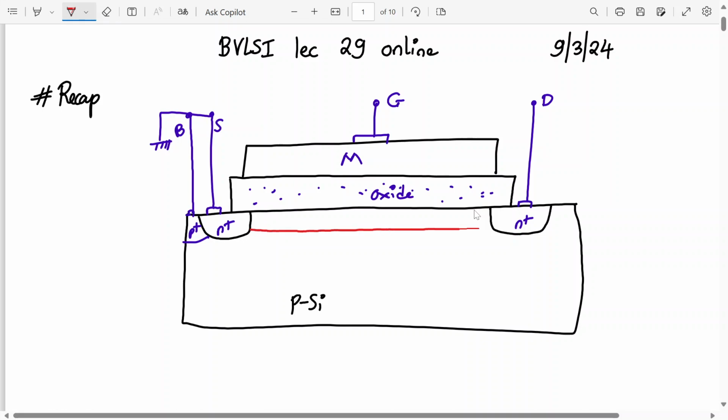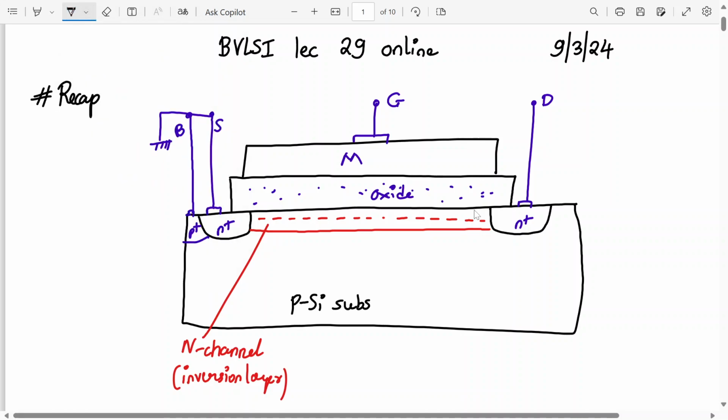Okay, what is the other name for N channel? Anyone? What is the other name for N channel? Inversion layer. Yes or no? This we have P silicon substrate. So this is my, and my length of the channel is here.